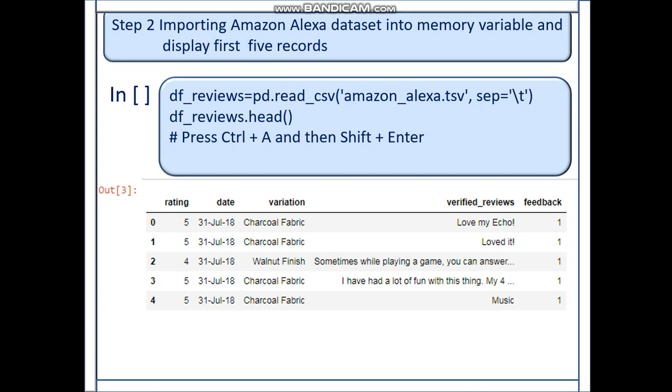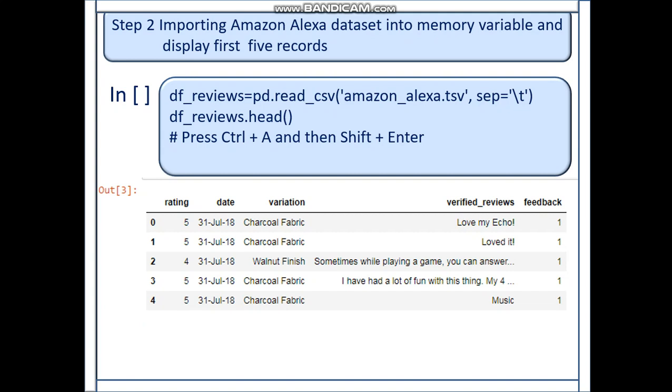Now step number 2: importing the Amazon Alexa dataset into a memory variable and displaying the first 5 records. Let us declare one memory variable called df_reviews, then use the assignment operator, the equal sign, then write pd.read_csv, in brackets and single inverted commas 'Amazon_Alexa.tsv'. Now what is tsv? It is a tab separated file. That's why we put the file extension as .tsv, and then a comma, and then sep equal to '\t'. And this is how we can call a tsv file.